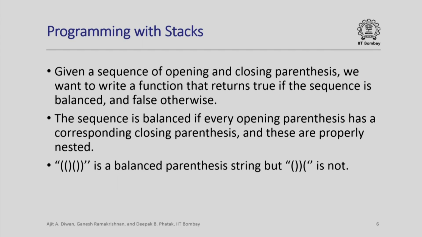So what do we mean by a balanced sequence? That every opening parenthesis or every left parenthesis has a corresponding closing parenthesis, and these should be properly nested inside each other. So the first sequence in the last line, which is left, left, right, right, is a balanced parenthesis string, but the other one left, right, left is not balanced, because the last left bracket has no corresponding matching right bracket which follows after it. So we want to write a function which tests whether a given sequence of brackets or parentheses is balanced or not.